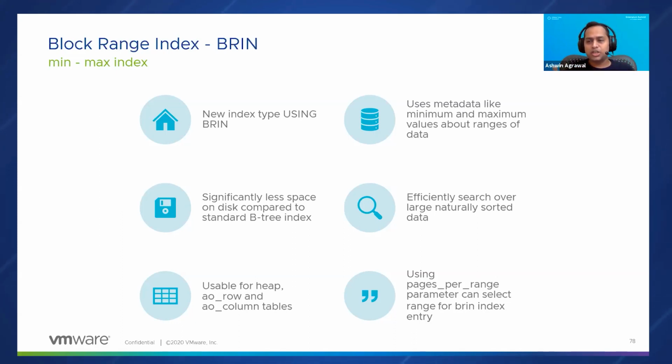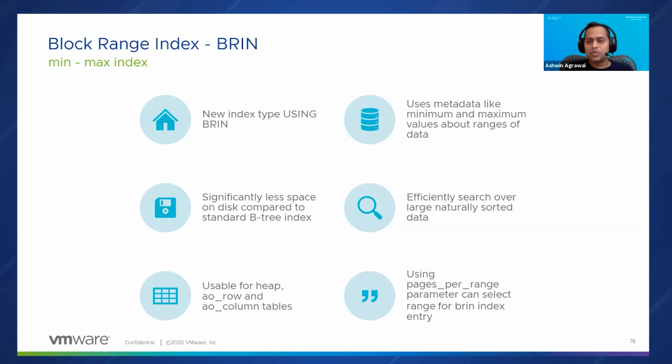The major way it differentiates from the current indexes is that it's metadata which keeps track of minimum and maximum values across a data range. What that helps out is it has a significantly smaller footprint on disk compared to B-tree indexes, because this index is not tracking each and every tuple in the base table. It calculates min and max across a range of tuples, and that is what we are storing in the index. Because of that nature, it efficiently searches over a sorted amount of data. So if you have columns which are inserting sorted data, creating a BRIN index is very efficient on it. And using that index, the searches are also very, very efficient.